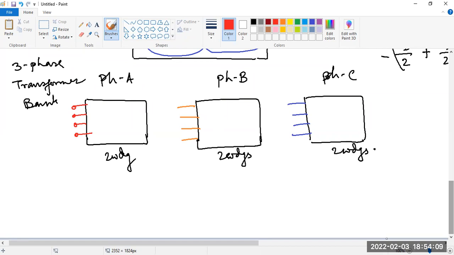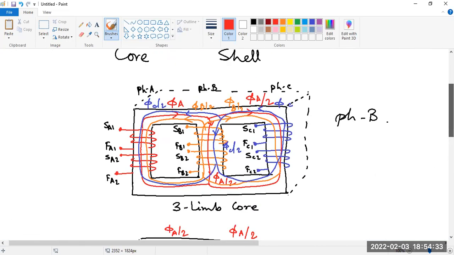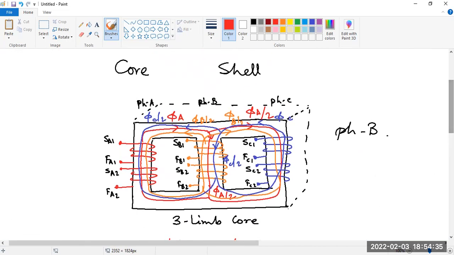Any moving vehicle must reduce its weight, isn't it? The thing it will carry, it will try to reduce its weight. Already we have mentioned that this transformer will have more weight compared to the other constructions, but still it is being used in ship. Why? Because suppose I have a three-limb core type transformer.